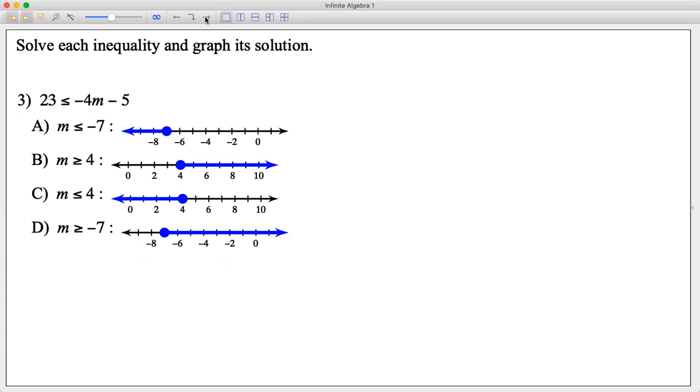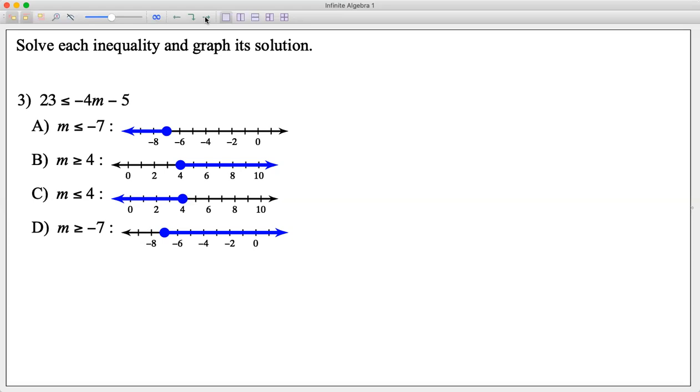This says M is smaller than negative 7. So where are the numbers smaller than negative 7? 0 is bigger than negative 7. So the answer is A. Here are the numbers that are smaller than negative 7 in that direction. Okay. I can't make this one challenging if you know what you're doing, because it's not.